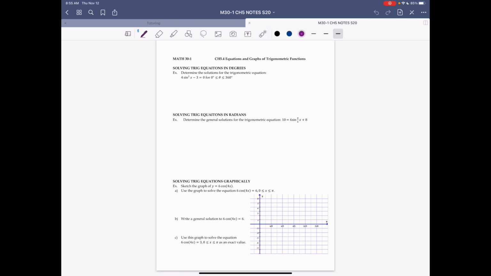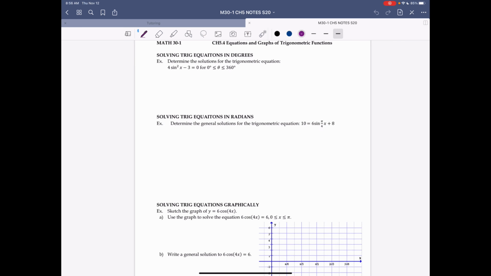Chapter 5.4 Equations and Graphs of Trigonometric Functions. Solving trig equations in degrees.